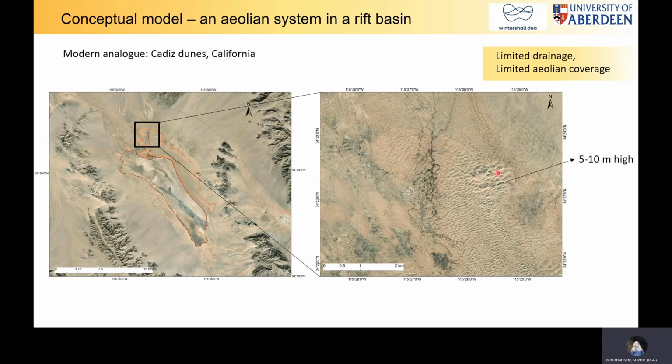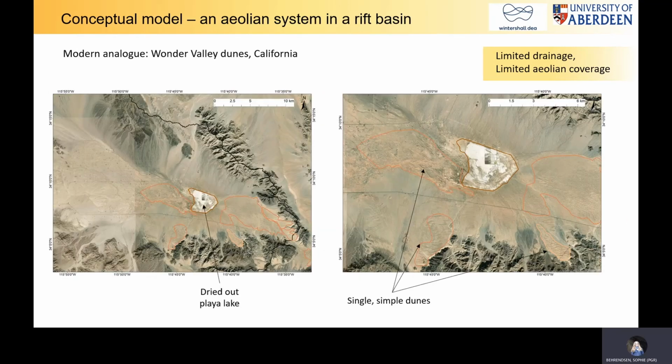Here you can see that they are relatively small. The largest dune type that we have are transverse dunes. And an example with even less aeolian sand would be the Wonder Valley. You have some reworking of the alluvial fans, so you have some zibars up here.